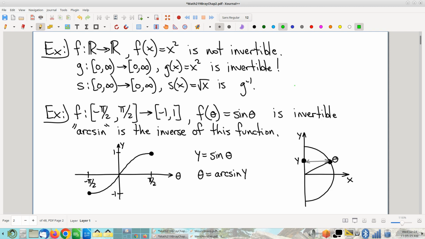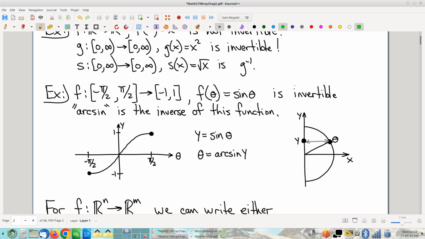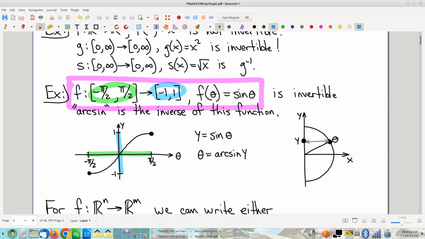No. For example, the next one that we're going to look at. Let's look at this function right here. This is what I like to call the invertible sine function. It takes these angles, right, and it gives as outputs these what I'm going to call y values. Right? So notice these are different sets. But for every one of those green angles, you get exactly one blue y coordinate.